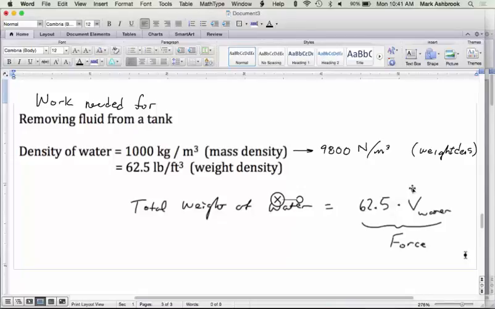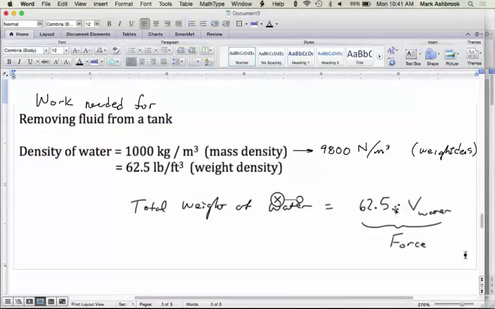Okay, so to get the total amount of weight of water, if you were in the English system, it'd be your weight density times your volume, right? Weight density times volume will give you, so pounds per foot cubed times number of feet cubed will give you pounds.